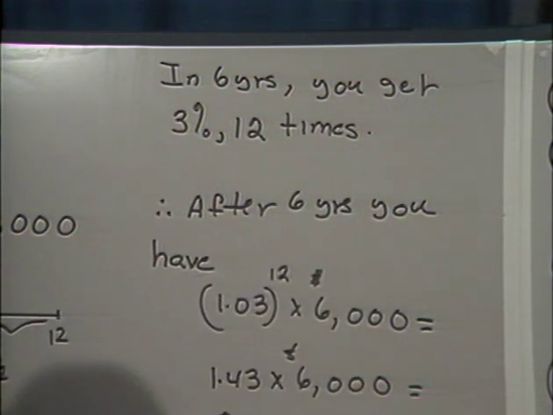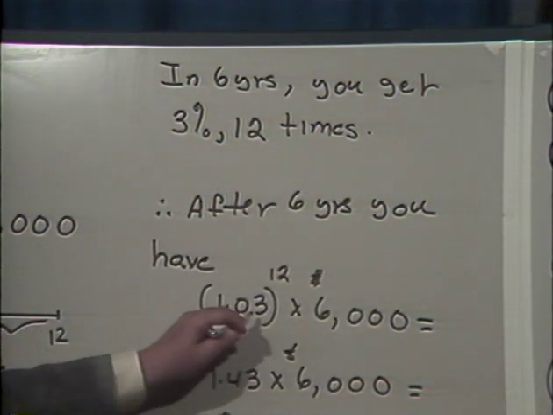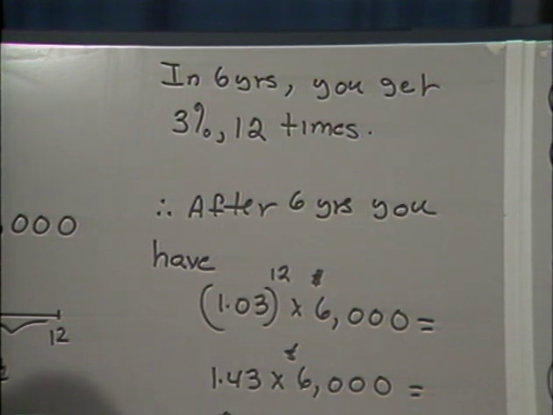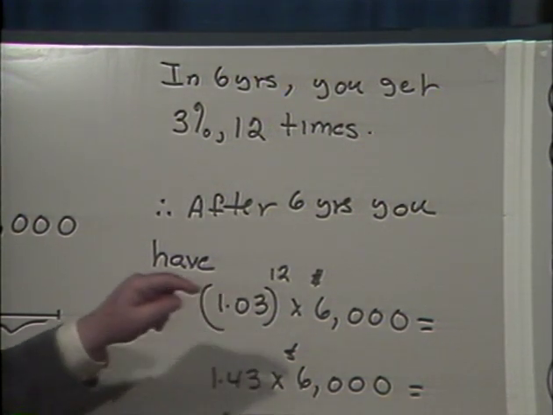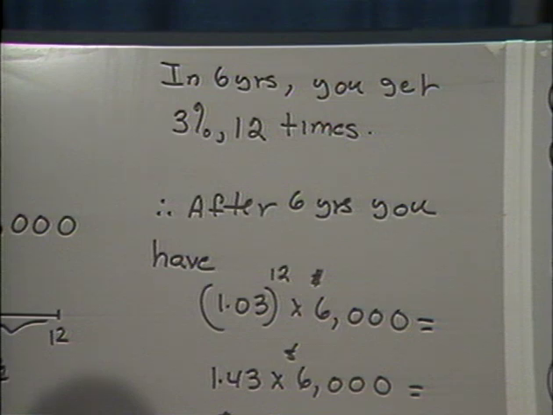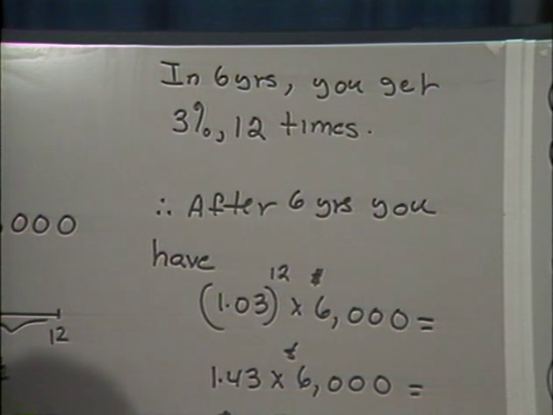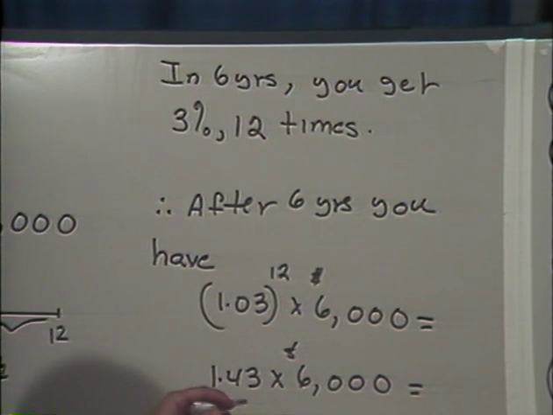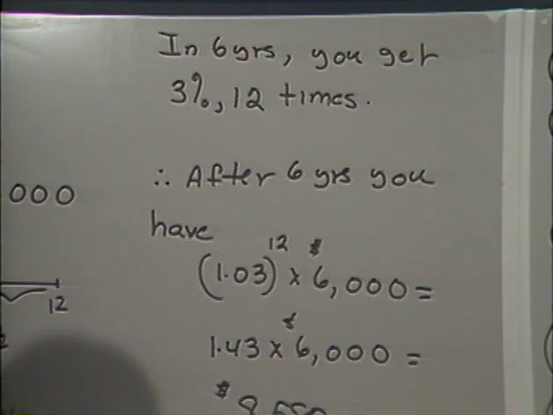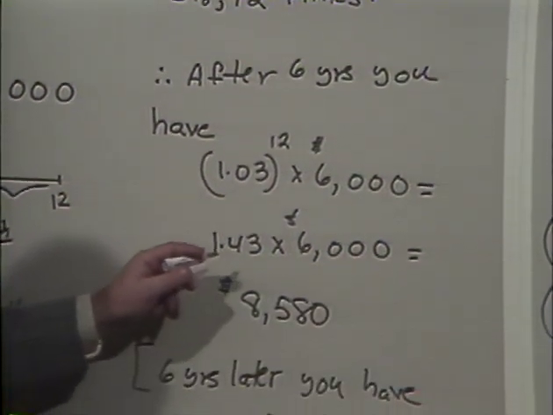So after 6 years, you have what? 1.03 to the 12th power times 6,000. See, you're taking 103% of 103% of 103% 12 times. In the problem, I tell you that 1.03 to the 12th power should be taken to be 1.43, okay? Actually, remember I told you it came out to be 1.42 something.